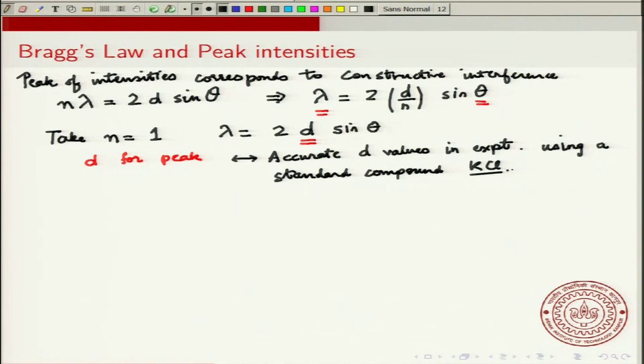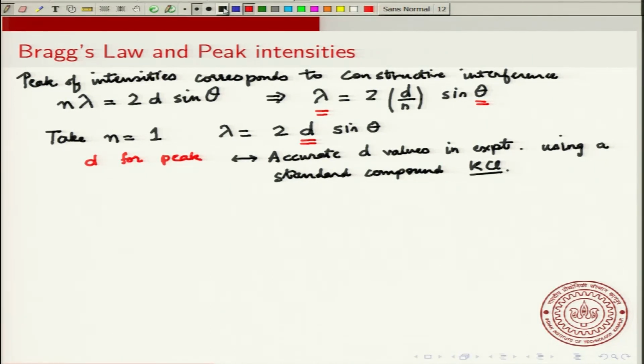So, what is done is that you take potassium chloride whose d values are very accurately known, and you mix it with this compound. So that you can actually check that the d values of KCl are accurately reproduced in your XRD pattern. And if there are any shifts in the d values, then accordingly you have to shift the d values for your compound. Okay. So, let us say that we have all these d values accurately, then what can you do?